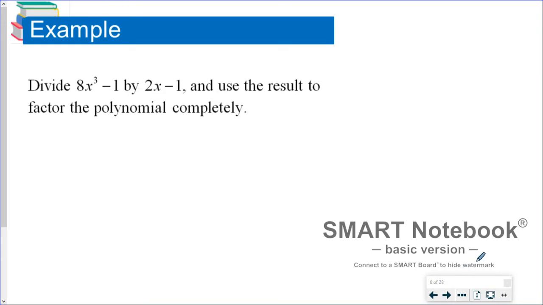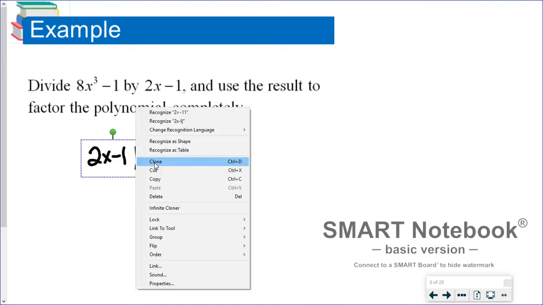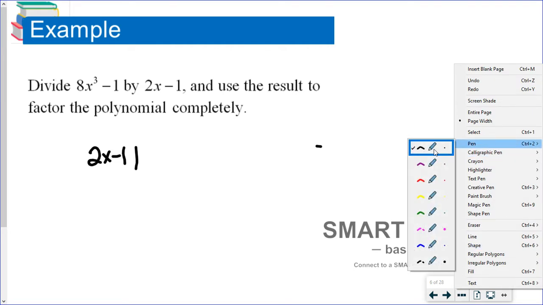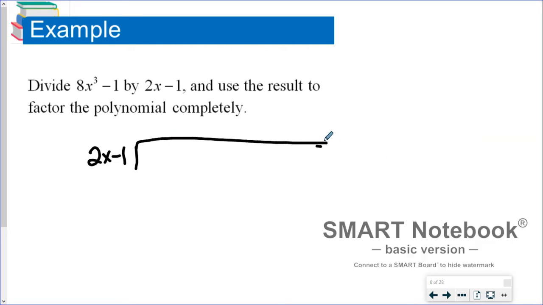All right, we can try this again. So now I'm going to say 2x minus 1 is going to be going into 8x cubed. Now we're missing a squared term and a linear term, so if you want to do this, that's perfectly fine. Like I said, with long division, you don't have to. It just makes things a little bit easier as far as the steps that we go by.